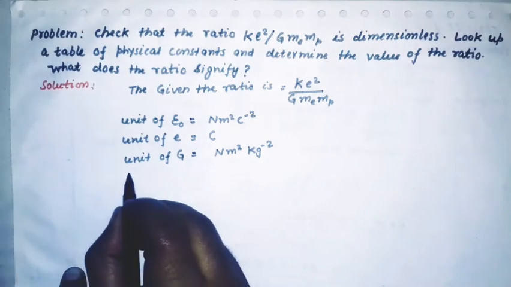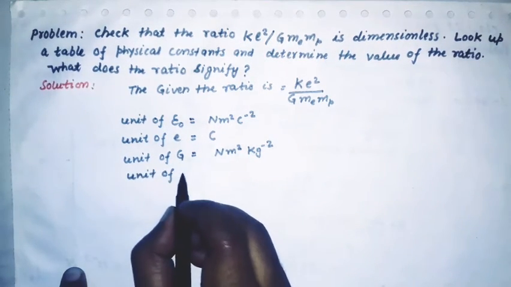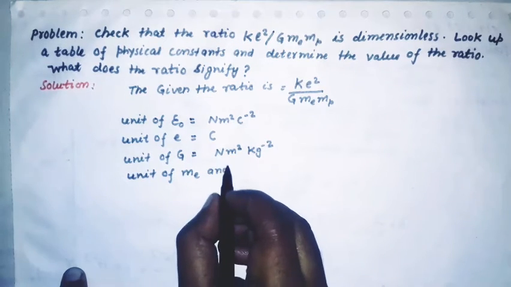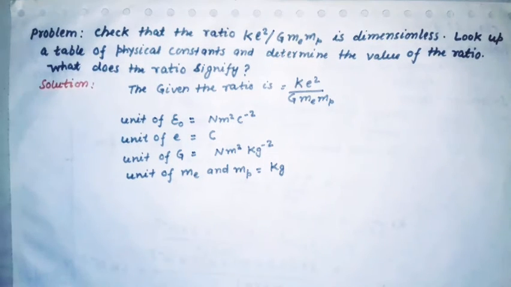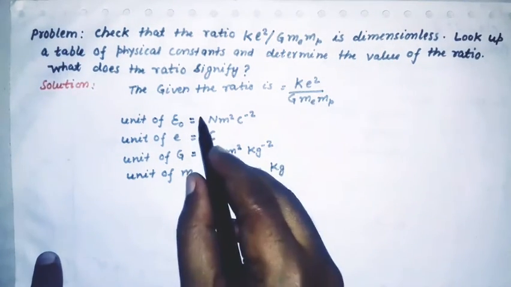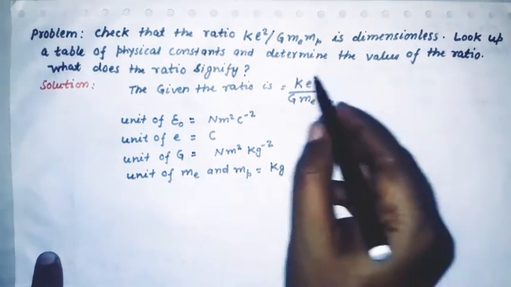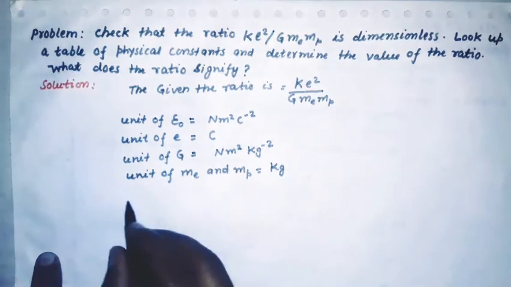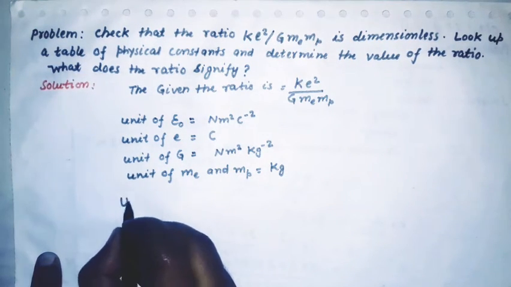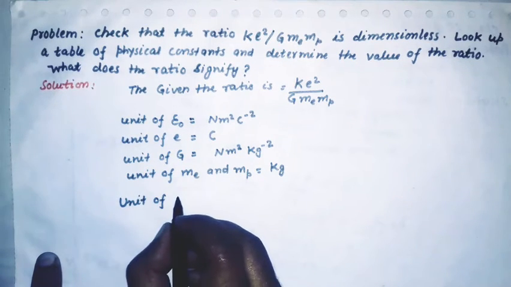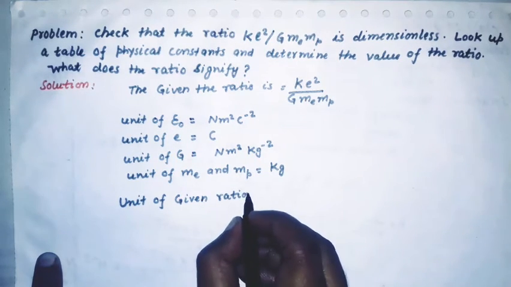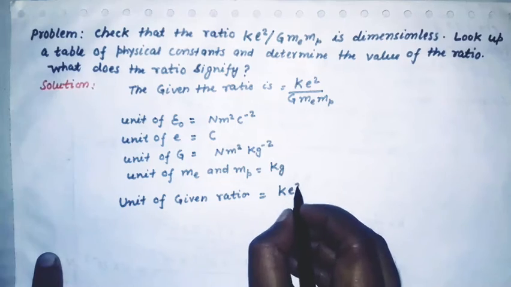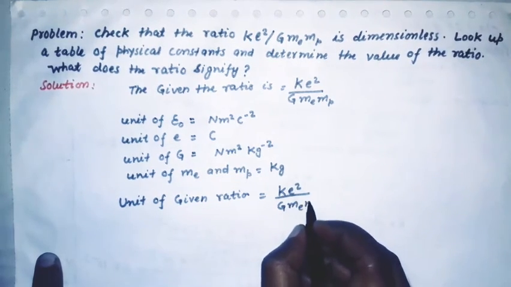So G, and now the unit of me and mp. Since both are masses, they have the same unit, and this is kilogram. Now put down the unit of the given ratio. Putting down these units, we can easily calculate the unit of the given ratio. So the unit of the given ratio is equal to k e square upon G me mp.